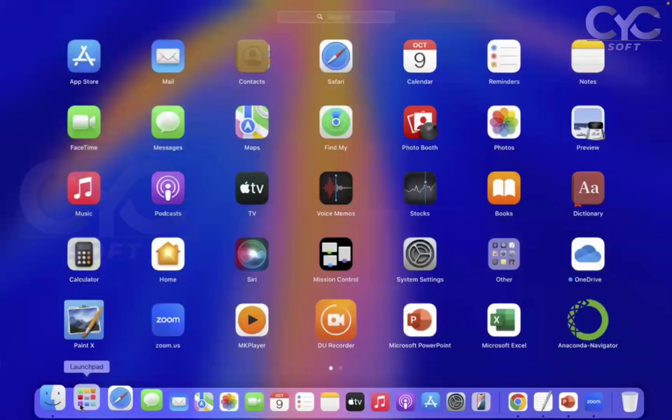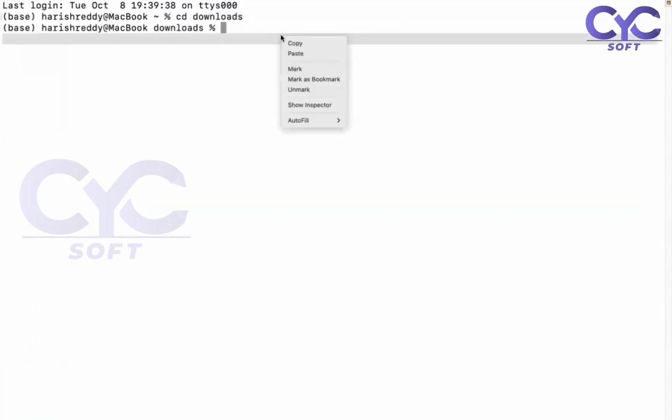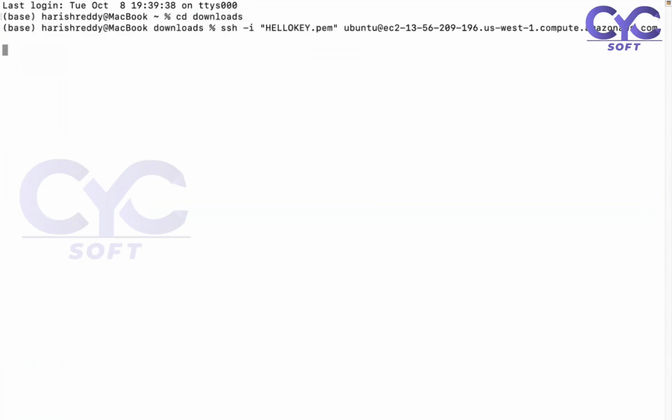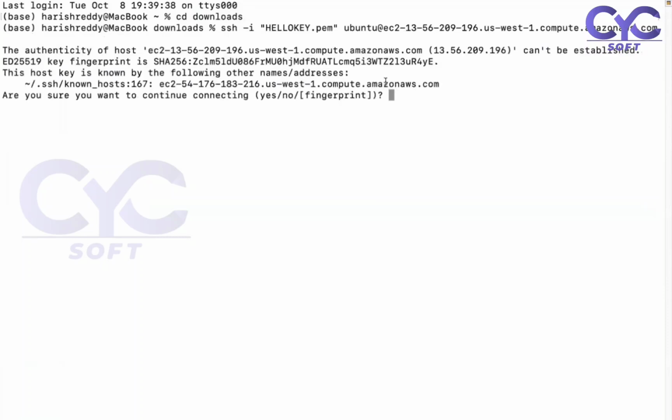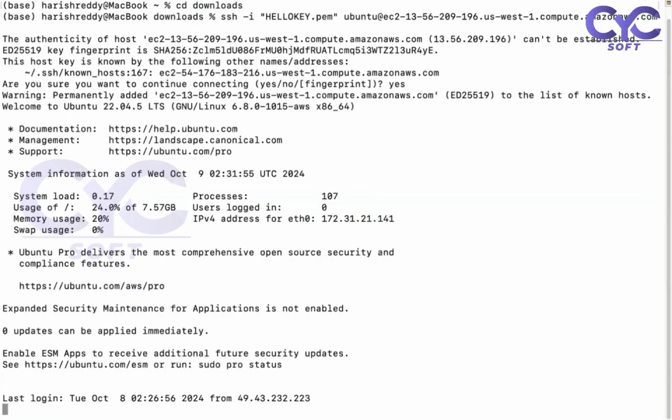We go to the terminal. This is my terminal. I go with cd Downloads. I'm connecting to the server. Click on yes. Successfully connected. Let's clear the screen. Now if I run ls, are there any files? Yes, I have files.